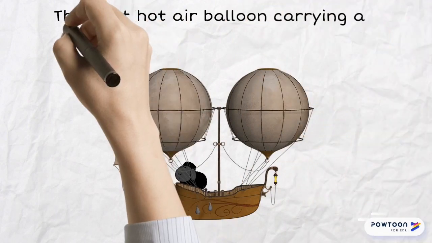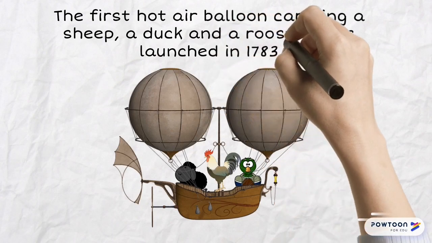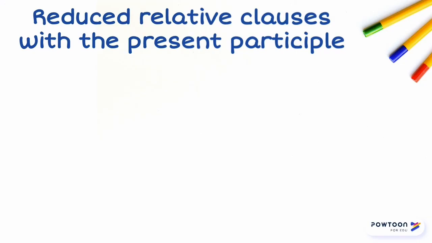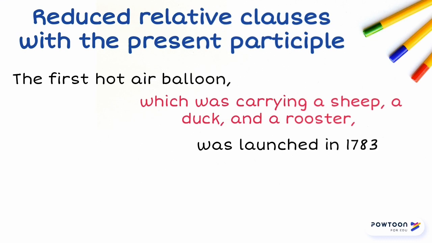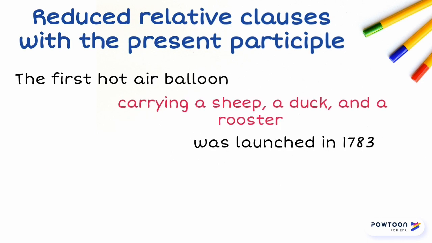One more interesting fact. The first hot air balloon carrying a sheep, a duck and a rooster was launched in 1783. In this sentence, we can see the present participle carrying as part of the past continuous tense form in a usual relative clause. And if you don't remember what a relative clause is, please check out the link above. But let's take a look at another example.